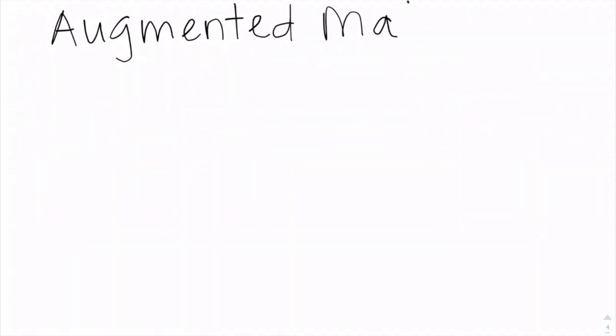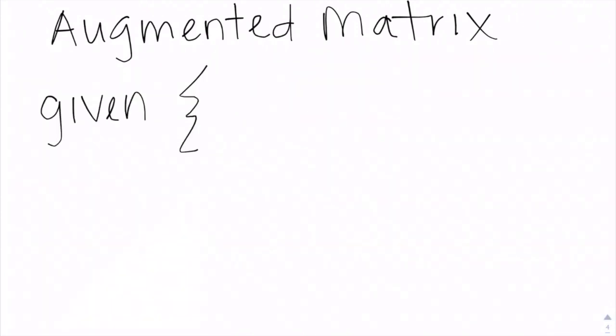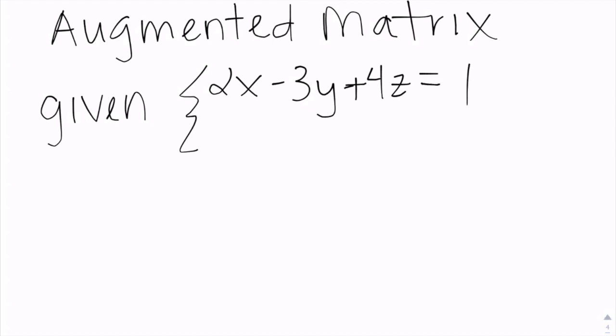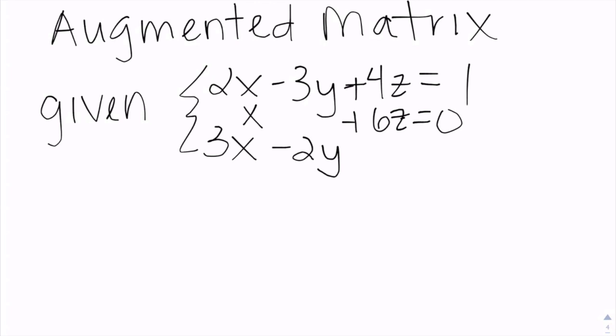Last, we have the augmented matrix. And so if we're taking the given system from above, which was 2x minus 3y plus 4z equals 1, x plus 6z equals 0, and 3x minus 2y equals 5. And then I'm going to fill in all of our holes here.